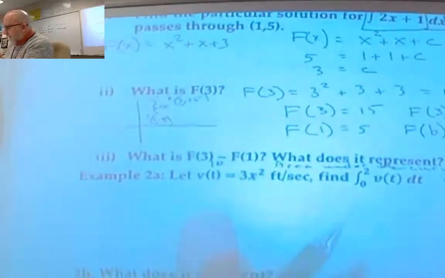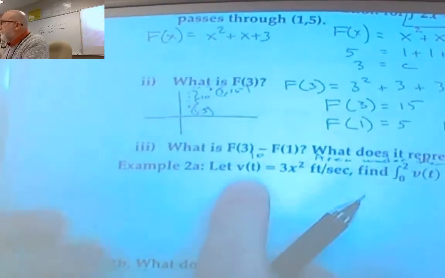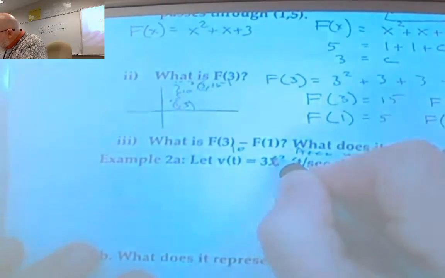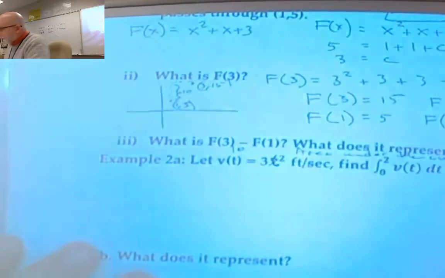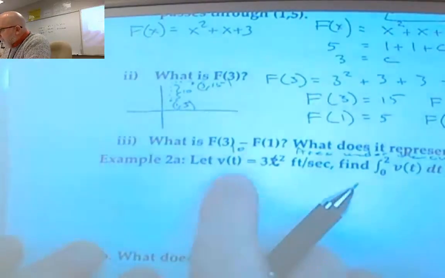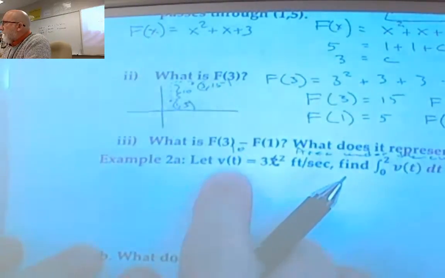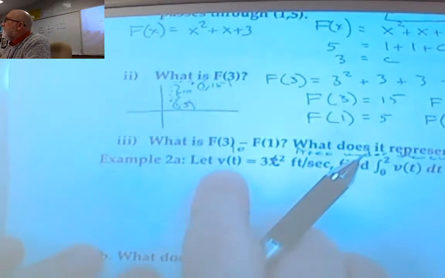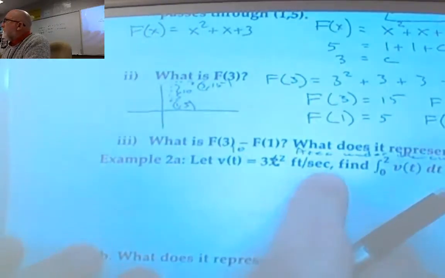Okay, Jeremiah? What is this? Oh, and there's a screw up here. This should be a t, not an x. That's a typo on my part. Sorry. So what is this? What's v of t represent? What's v of t? It tells you 3t squared feet per second. Speed. Another name for speed that has direction is velocity.